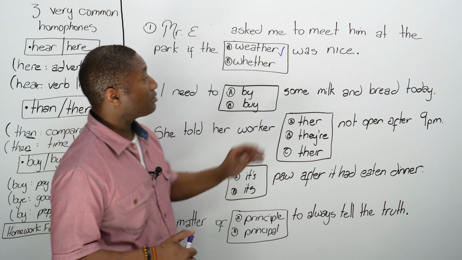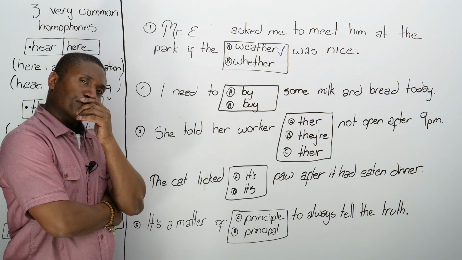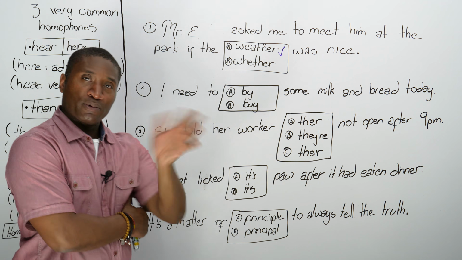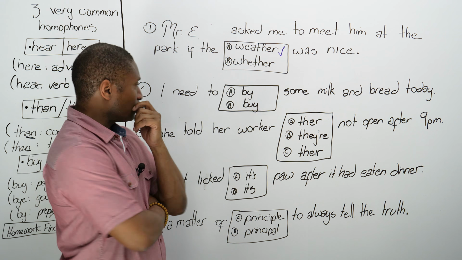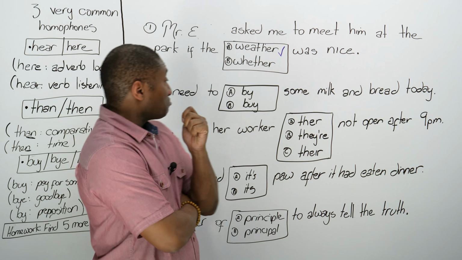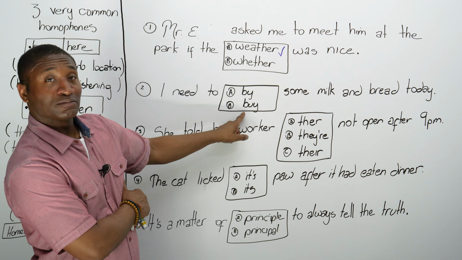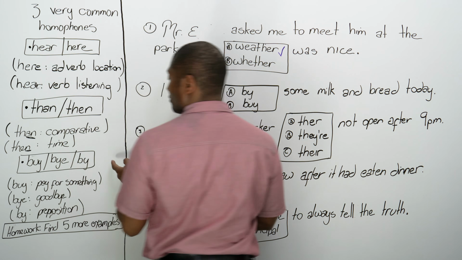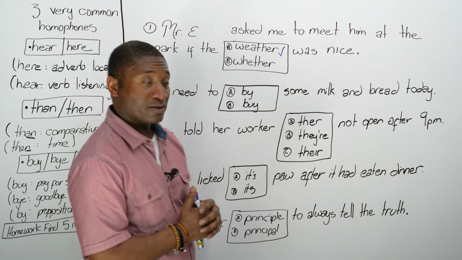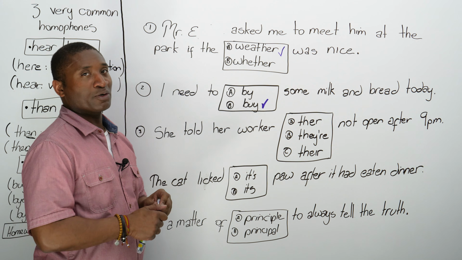I need to buy some milk and bread today. Okay. Were you saying goodbye to anybody? No. Were you standing by something? No. You want to buy. That means pay. Remember we just did this one over here. We talked about pay for something. You want to buy some milk and bread. Cool. Not bad. You're doing pretty well. Buy. Thought you were going to go for the first one, but you're smarter than that.